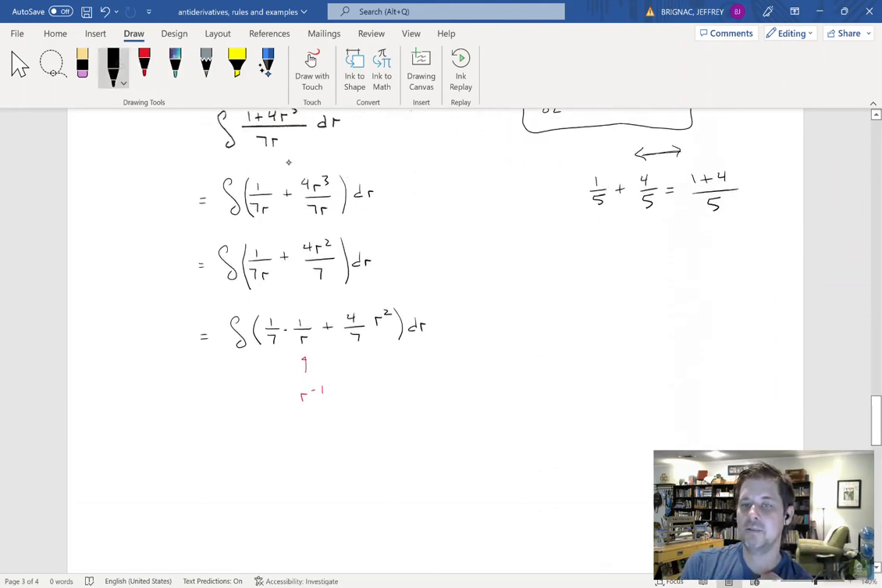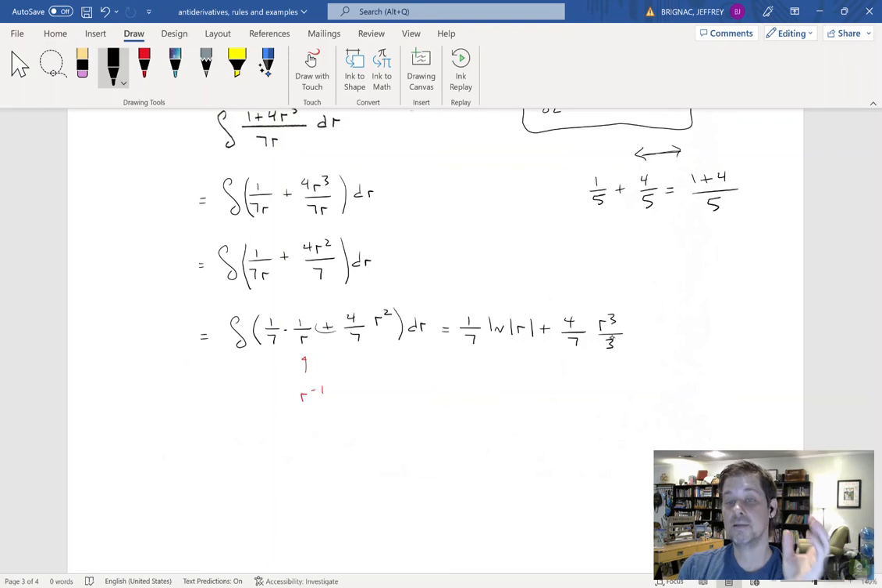okay? So here goes. My answer here is 1 over 7 times whatever the antiderivative of 1 over r is. That's going to be natural log absolute value of r by that rule I just showed you. Carry my plus, carry my 4 over 7, and then the antiderivative of r squared by the original rule that we learned early on is like this. Add 1 to the power, r to the 3rd over 3. Okay, so I get like that.